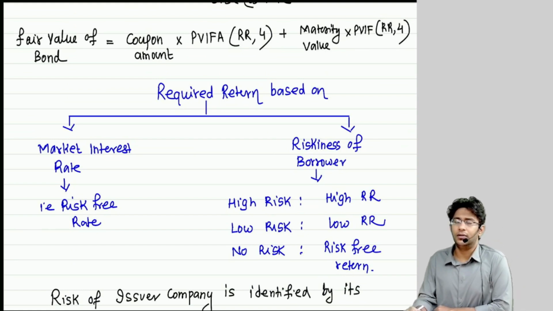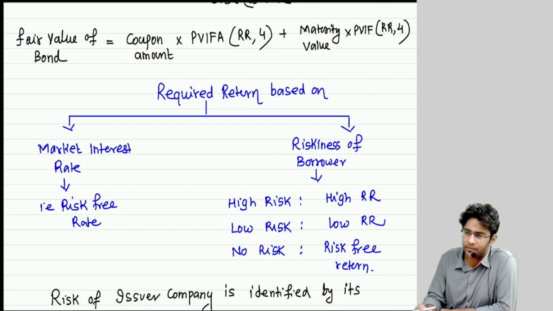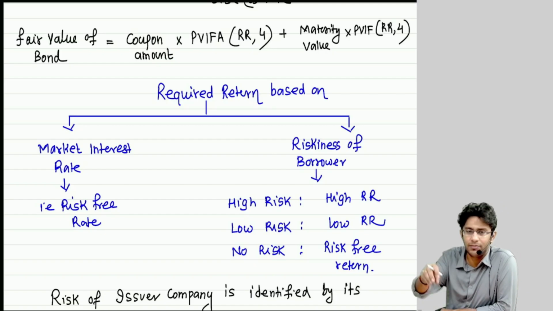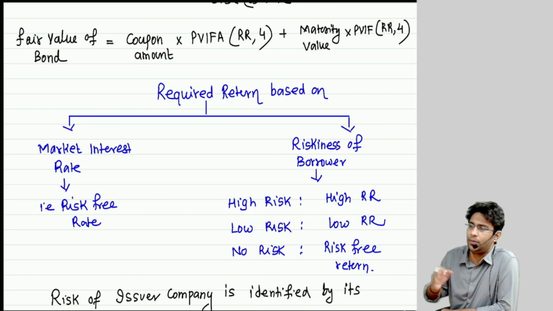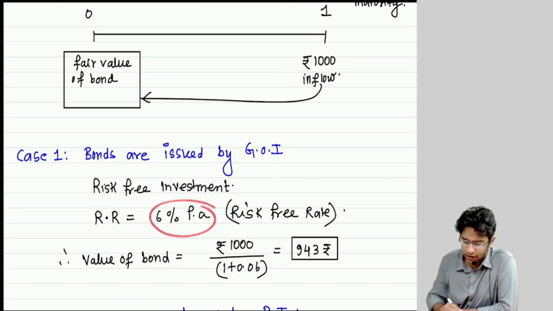Next, required return. As discussed earlier, required return is based on two things. One is the market interest rate, which is the general risk-free rate. And what's the other thing? The riskiness of the borrower. If I'm investing money somewhere, it's like I'm giving money to somebody. Depending on how risky that somebody is, how much extra return I want depends.